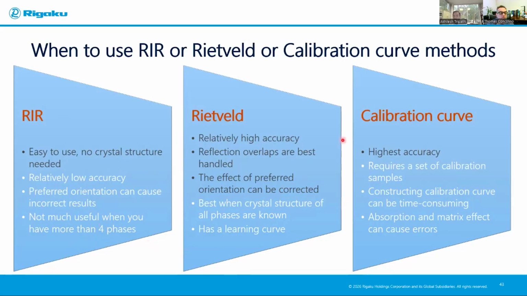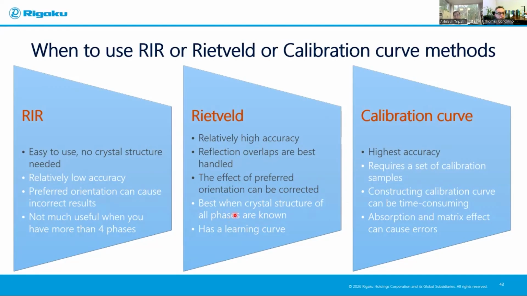Rietveld, quite a king among them if you have these situations. Relatively high accuracy. Reflection overlaps are best handled. The effect of preferred orientation can be corrected. So Rietveld is perhaps the only software which has a function, the March-Dollase function, to correct for preferred orientation among the 3. You can't do preferred orientation correction with calibration or RIR. So it is best. It is best when the crystal structure of all phases is known.